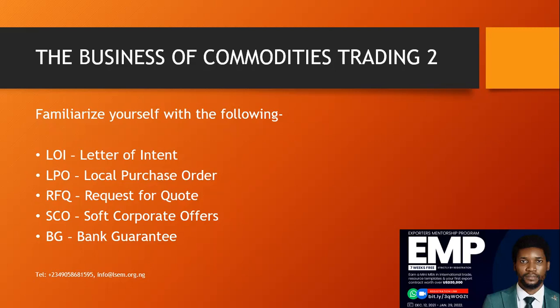SCO means soft corporate offers. The soft corporate offers is just the same thing as the offer letter that I've been talking about. So the soft corporate offer is just like a guide, like a well-structured offer letter talking about the commodity you want to export or the commodity that you want to supply. So usually it's used for international trade. You send it out to prospective buyers overseas or in other countries that you want to export to.